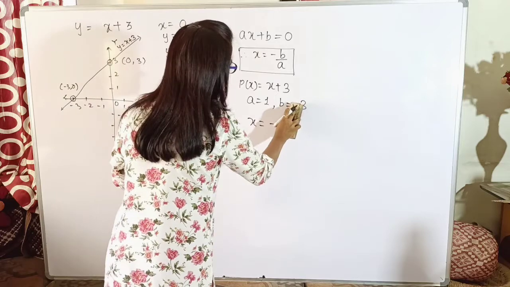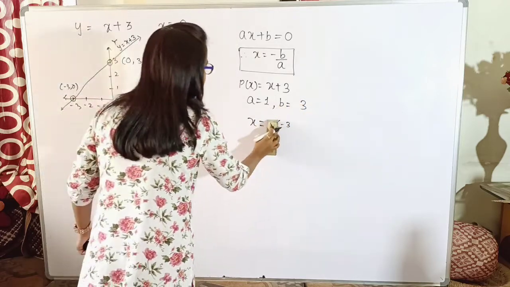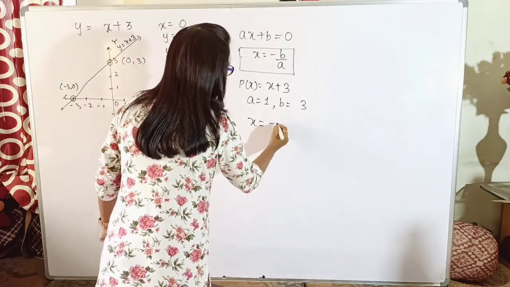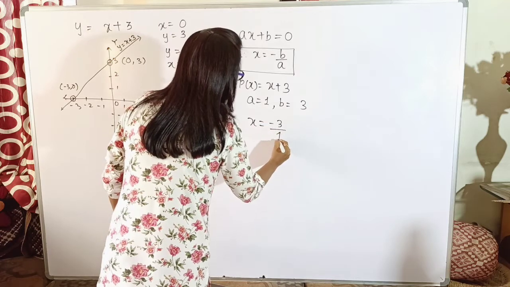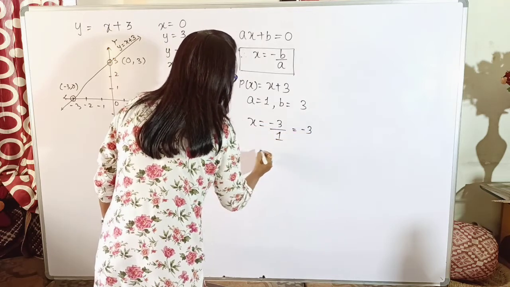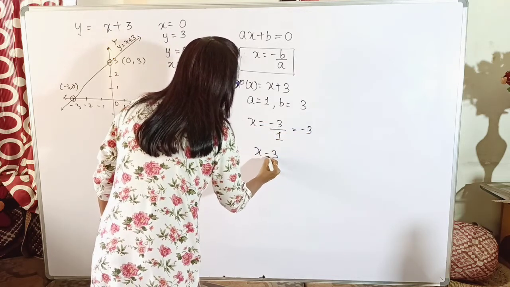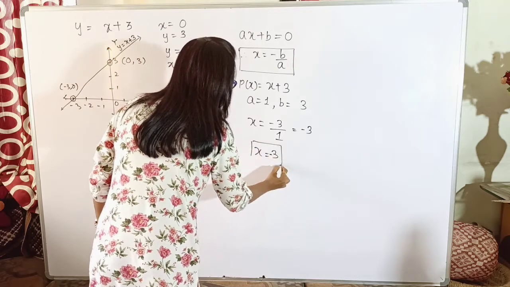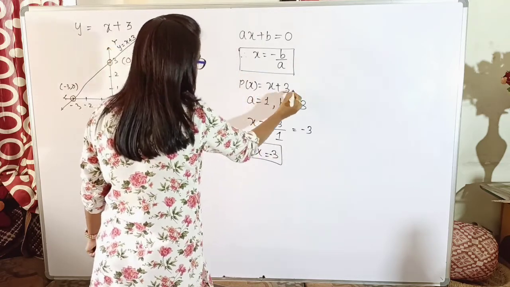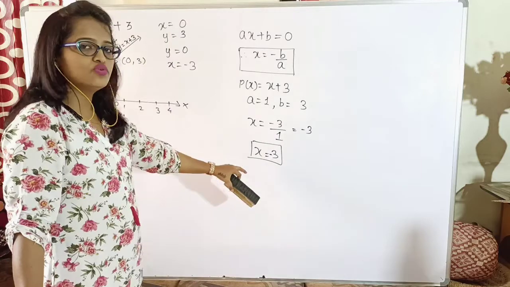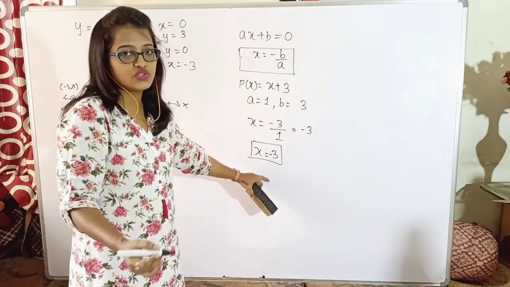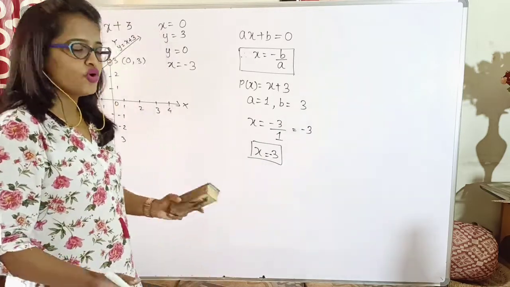Sorry, here it should be plus 3. So here it will be minus 3 by 1, which is nothing but minus 3. It means the zero of the given linear polynomial is at what value? When x is equal to minus 3, you get the zero of that respective polynomial.